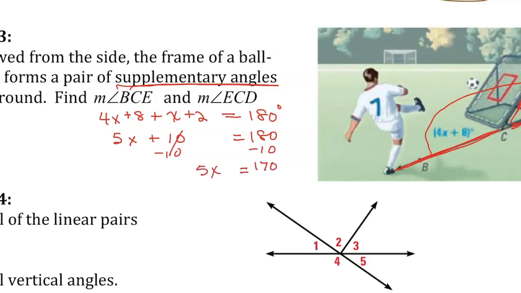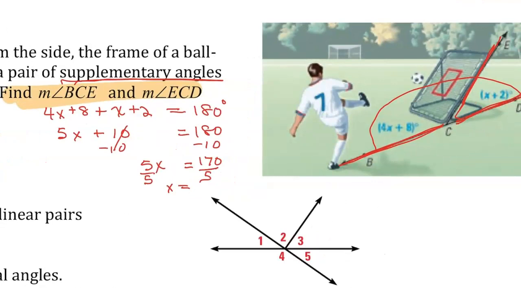5x equals 170. So what do I know? I have to figure out what x equals. So I'm going to take my work over here. I'm going to divide by 5, so I can get x equals something. So 5 goes into 17 3 times. 3 times 5 is 15 with 2 left over. 5 goes into 20 4 times. So x equals 34, but that's not our problem. They want to know what these measurements of the angles are.